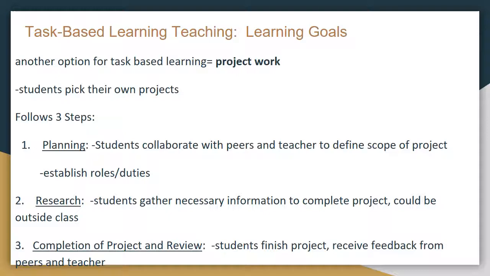Second, students engage in research and collect information about how to best complete the project. And this could be both inside and outside the classroom. Later, the third step, students complete the project, work together collaboratively with their peers, fulfill all the roles that they've been assigned, and then after they complete the project, they receive feedback from their fellow peers and from their teacher.